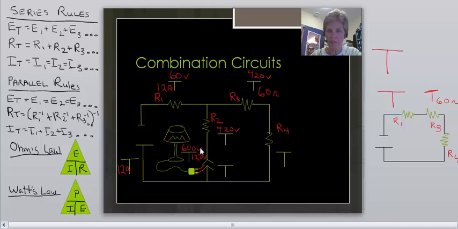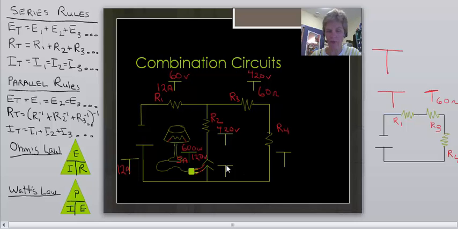Near the lamp you see a T. This T represents Watt's law. On the top is power, and then the bottom will be amps and volts. So I have two numbers in there, 600 watts divided by 120 volts, and I know that I have 5 amps flowing through that lamp.